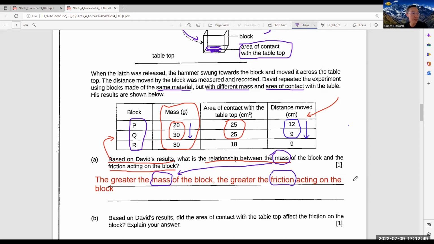Okay, I tell you why some students make this careless mistake. They will say the greater the mass of the block, the shorter the distance moved by the block. Actually, it's true, but they didn't ask you the distance. They asked you the friction. You understand? So when they ask you about the mass, you talk about the mass. Although it's correct up here, they didn't answer the friction part. So this is important.